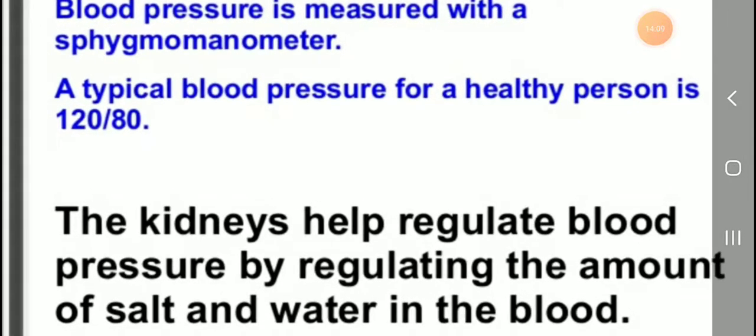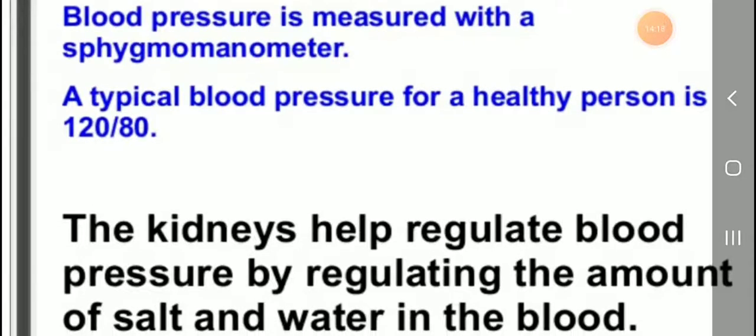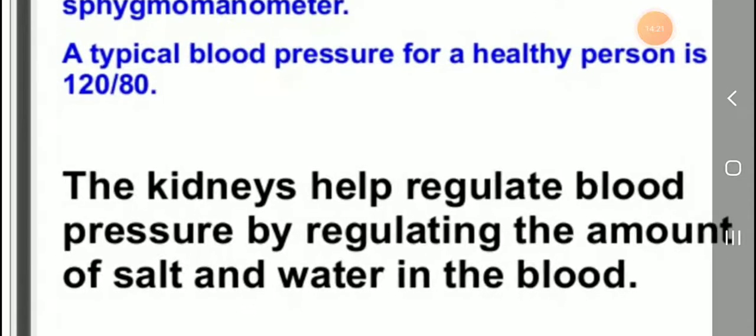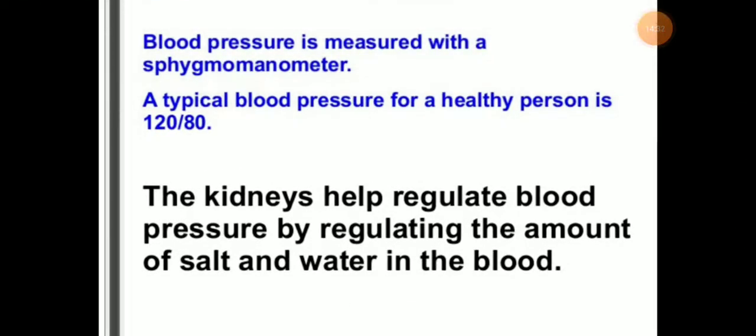Sphygmomanometer is very important, students. One more question: blood pressure is measured with a sphygmomanometer. A typical blood pressure for a healthy person is 120/80. The kidney helps regulate blood pressure by regulating the amount of salt and water in the blood.